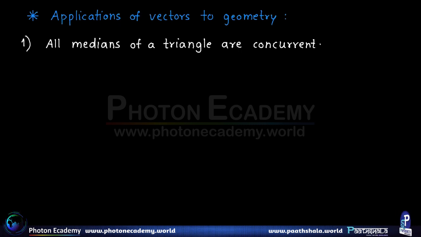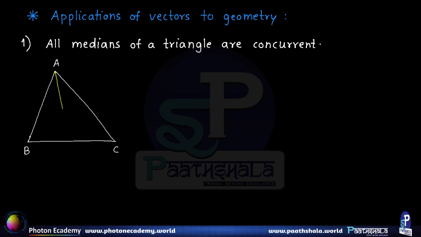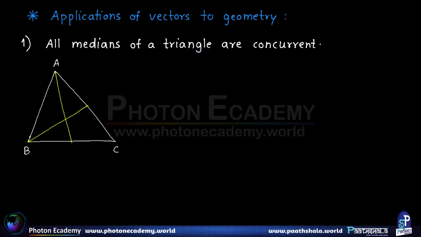Now the first result is that all medians of a triangle are concurrent. That means all the medians pass through one single point. So let's consider a general triangle. A, B and C are the vertices. Let's draw the medians. Let's name the respective midpoints as D, E and F. So D is a midpoint, E is a midpoint and F is a midpoint.